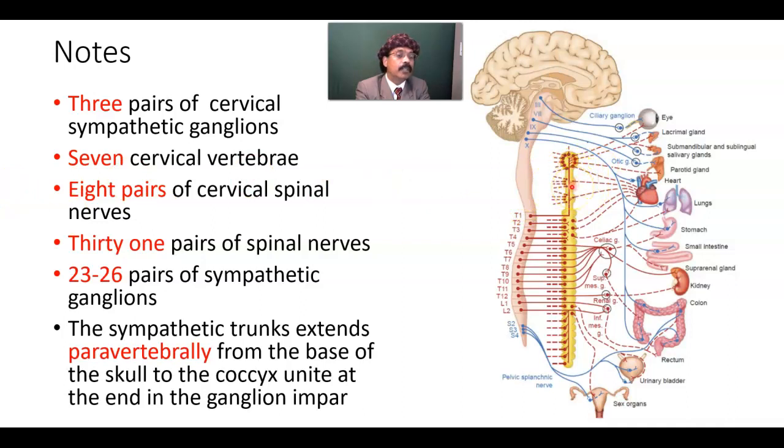The middle cervical sympathetic ganglion also contributes to the heart, and the inferior cervical sympathetic ganglion also contributes to the heart. So the heart is getting contributions from multiple sources: the superior, middle, and inferior cervical sympathetic ganglia, plus the upper thoracic sympathetic ganglia. The lungs also get a contribution from the upper thoracic sympathetic ganglia, and these come out from the lateral gray horn of the spinal cord. We got that. Now we have some notes here.